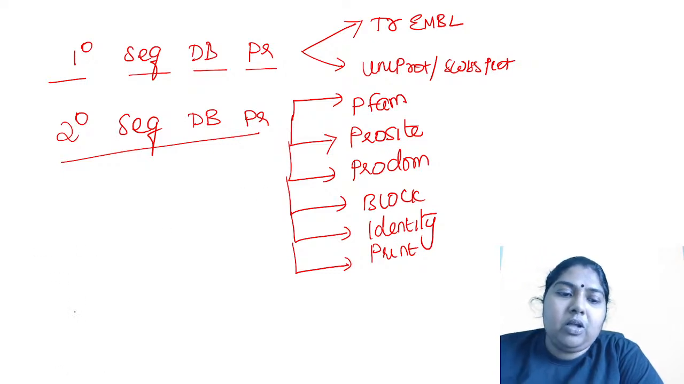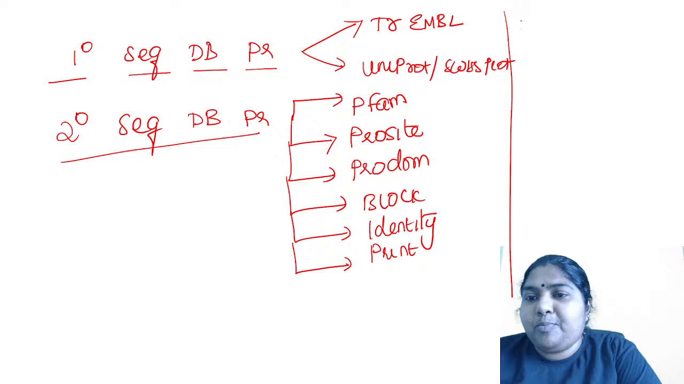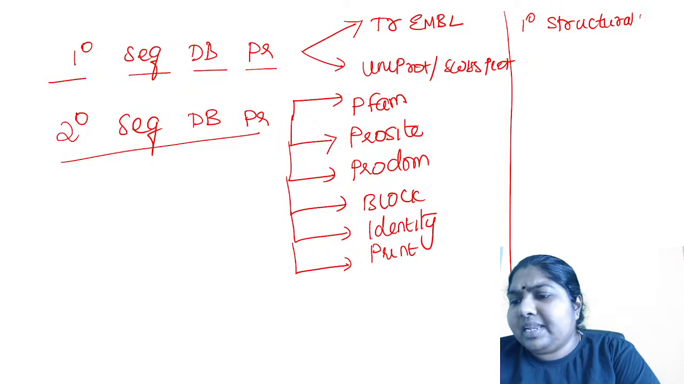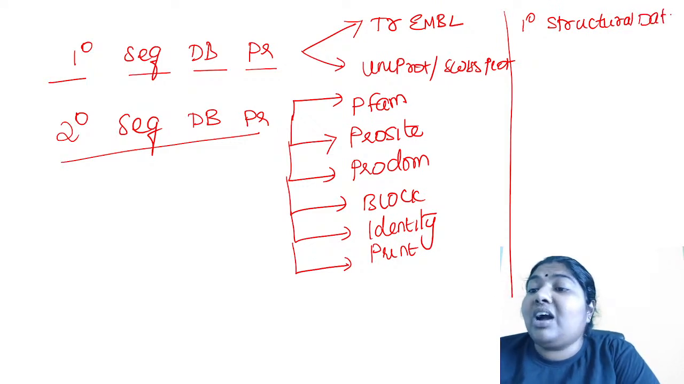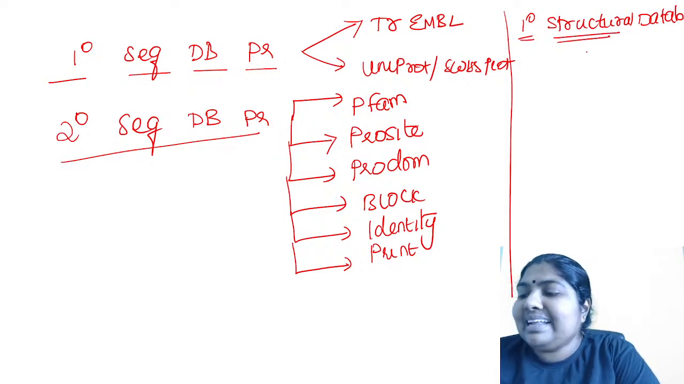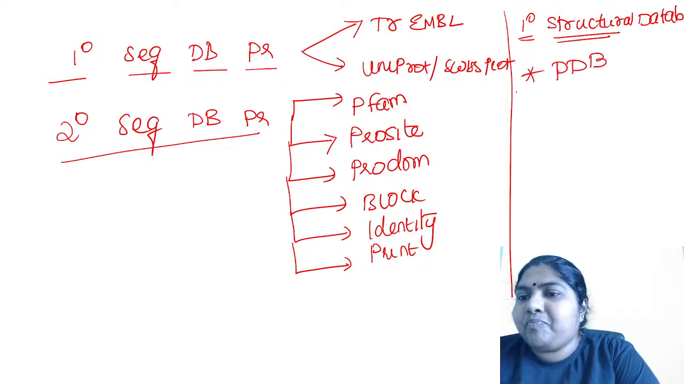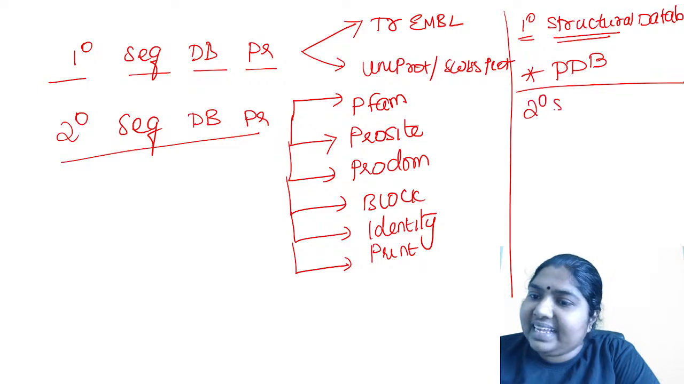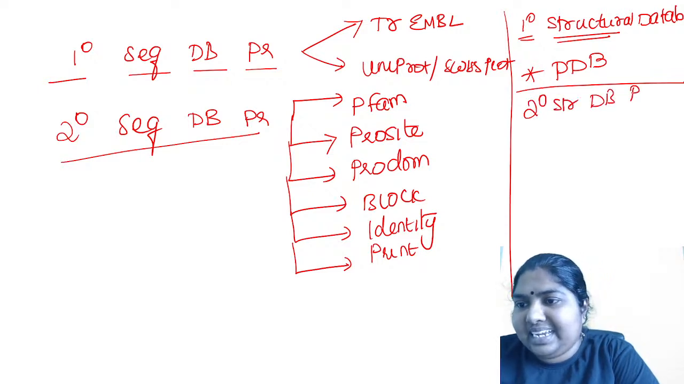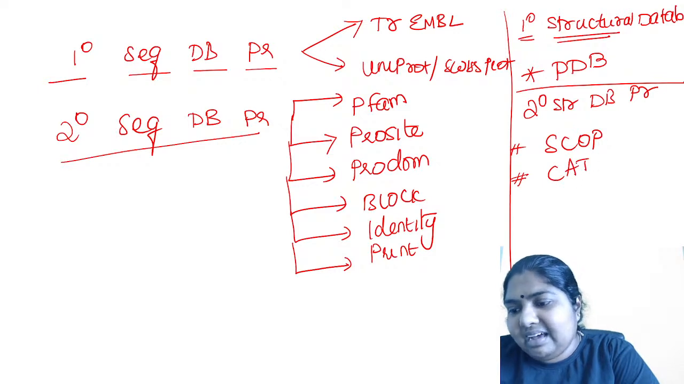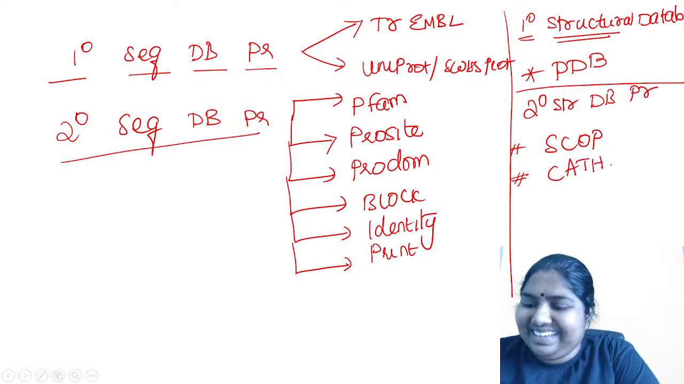Fantastic. Now what is going to be the primary structural database? Primary means first hand information. You should not think primary means sequence. Primary means the original research. It is one and only PDB. And then what is the secondary structural database for protein? It is going to be your SCOP, the structural classification of proteins. And CATH: class, architecture, topology, homology.